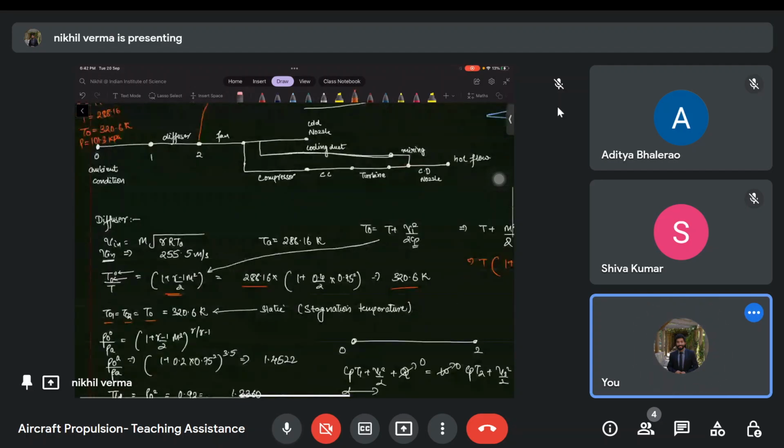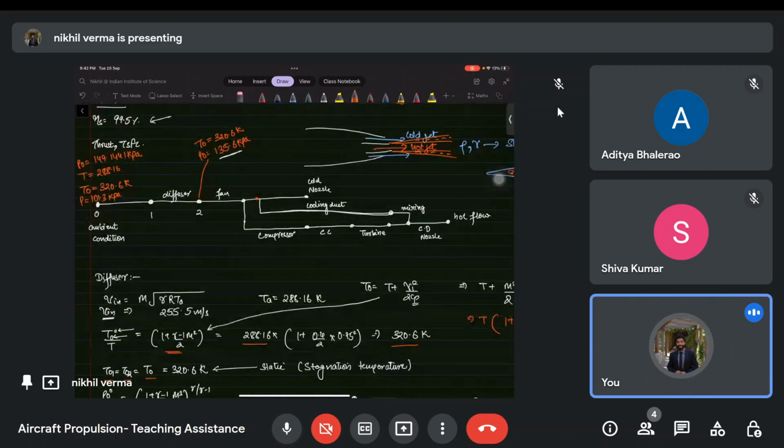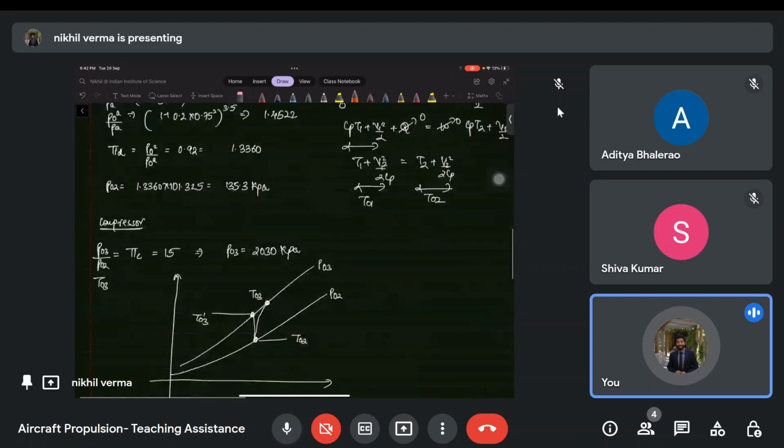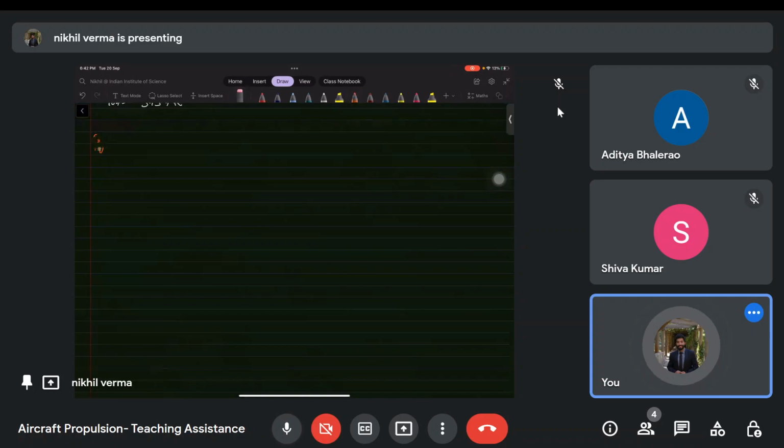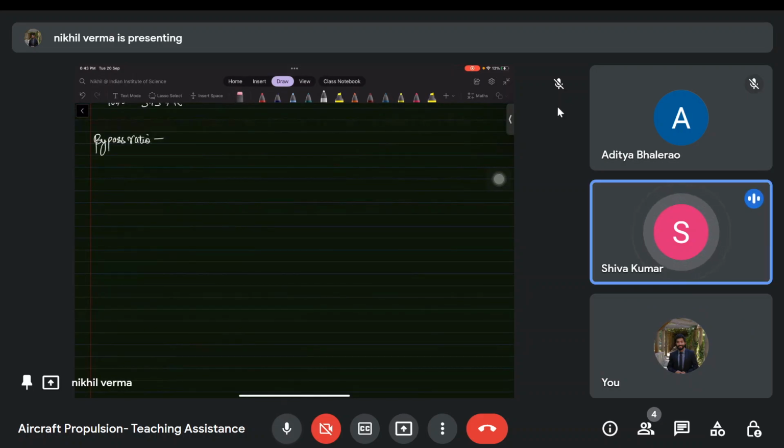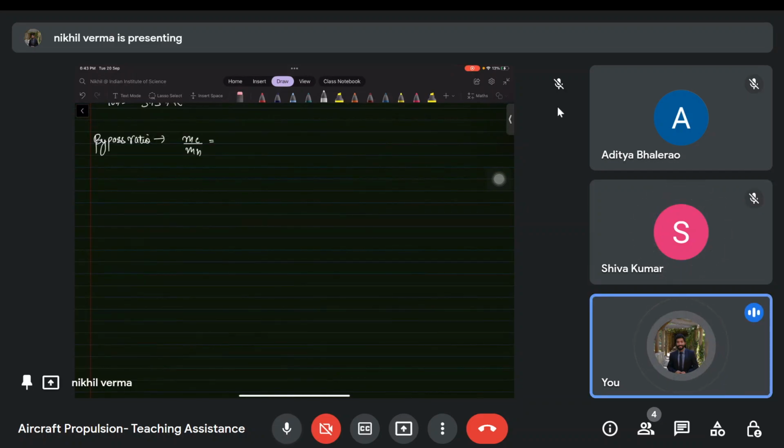So after the fan, P naught is 220.6 kilopascal, and T naught is 373.7 Kelvin. Now, can somebody tell me what is the meaning of bypass ratio? Mass flow rate in the cold path to the mass flow rate in the hot path. Right, exactly. So this is given as 3, right?